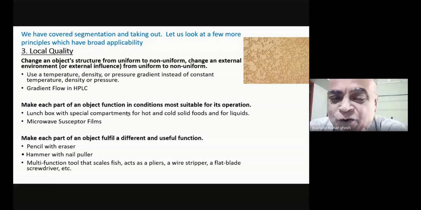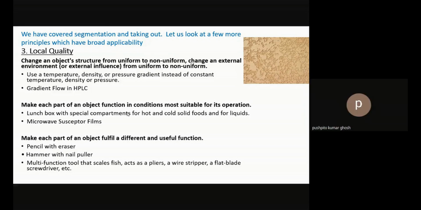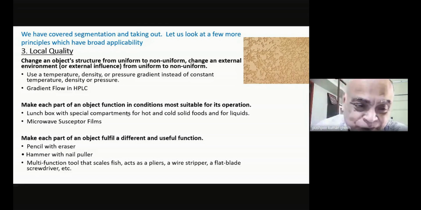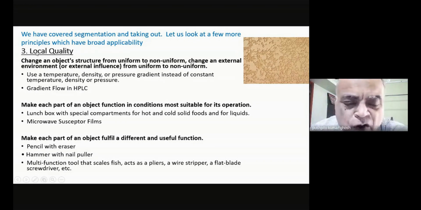So he was an expert for microwave, and so we worked with him, and my colleagues started creating special films with these kinds of properties, and we could actually make a tray where we could demonstrate this kind of microwave susceptive film. So again, going from a completely uniform tray to a non-uniform tray and creating all kinds of special effects.